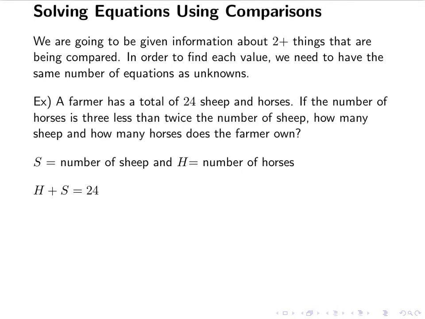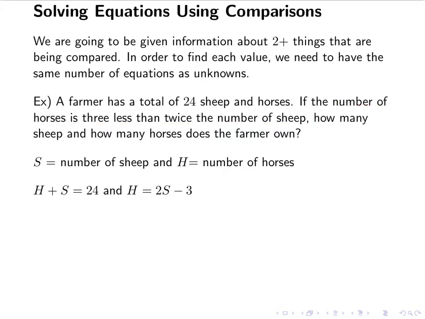Then I look at the next piece of information. The number of horses is 3 less than twice the number of sheep. So I need to translate that into a mathematical equation. So the number of horses is 3 less than, remember I'm going to subtract 3, that's what 3 less than means, twice the number of sheep. So H equals 2S minus 3.